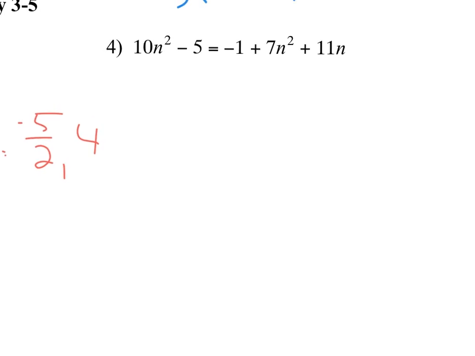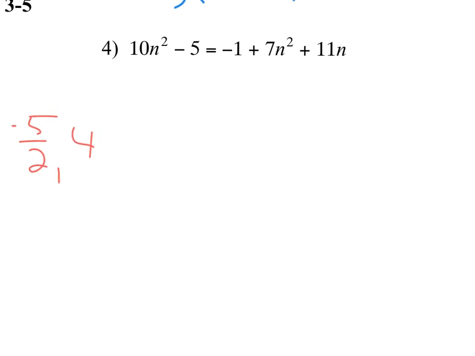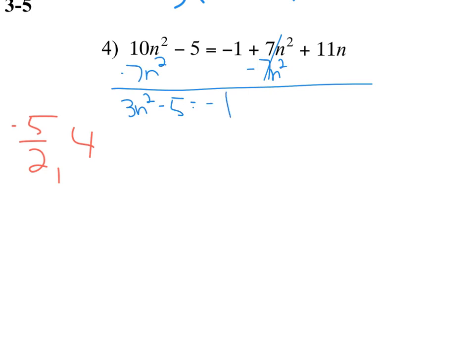All right, number 4. Okay, so now one of the things that I didn't talk about in the previous one, because it's already set equal to 0, is we need to get this set equal to 0. One of your goals is probably to keep your n squared, or x squared, whatever the variable is, positive. So I'm going to subtract 7n squared here. And that gives us 3n squared minus 5 equals negative 1 plus 11n. I'm going to subtract that 11n.